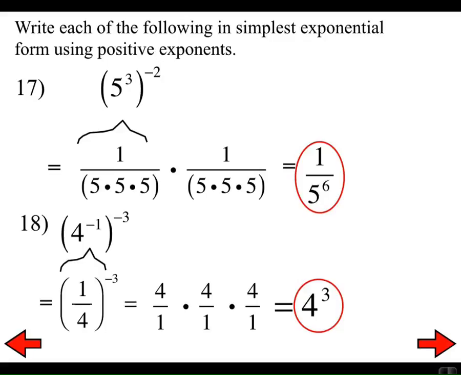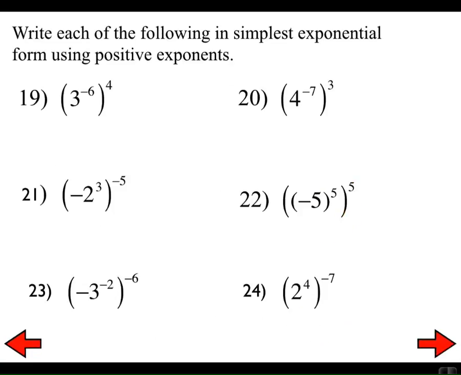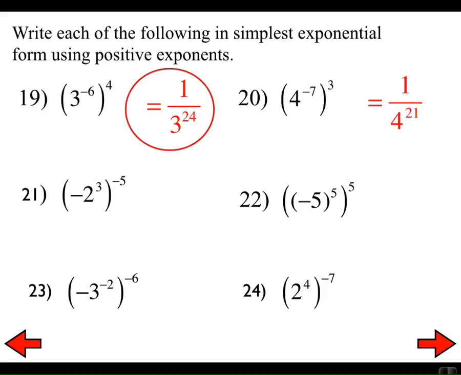Okay. Moving on. So number 19, please write this down. It's 1 over 3 to the 24th power. Number 20 is 1 over 4 to the 21st power. Number 21 is 1 over negative 2 to the 15th power. Notice it's not going to have parentheses around the 2.